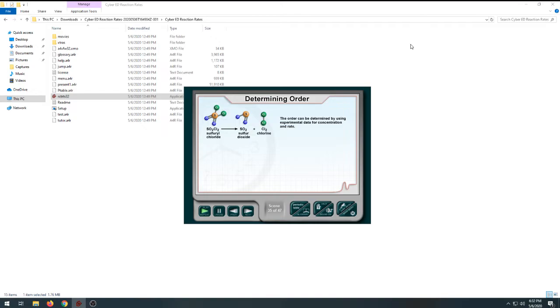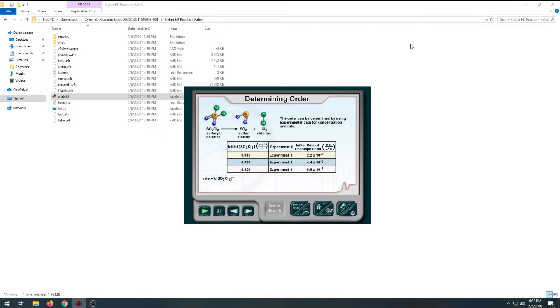The order of the individual reactants can be determined using experimental data for concentration and rate. For example, look at the data collected for 3 experiments on the breakdown of sulfuryl chloride. For each initial concentration of sulfuryl chloride, the initial rate of decomposition was measured. To determine the order of the reactant, start by writing the general rate law for the reaction, which, in this case, is rate equals K times the concentration of sulfuryl chloride raised to some power, x.